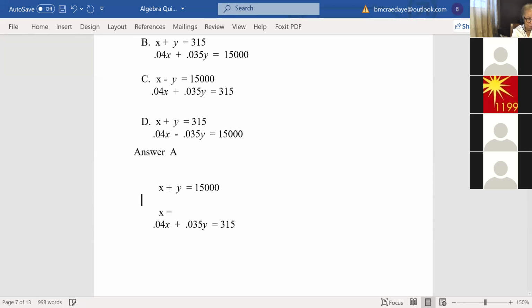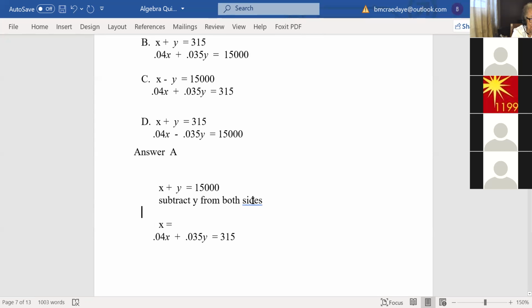What would you do to solve this? X plus Y is 15,000, for just X? What would you do? It's an addition, that means you're going to do a subtraction. So what do you subtract? Minus Y. Yes, subtract Y from both sides. I'm telling you, algebra comes in everything. Yes, you're right. Subtract Y from both sides.